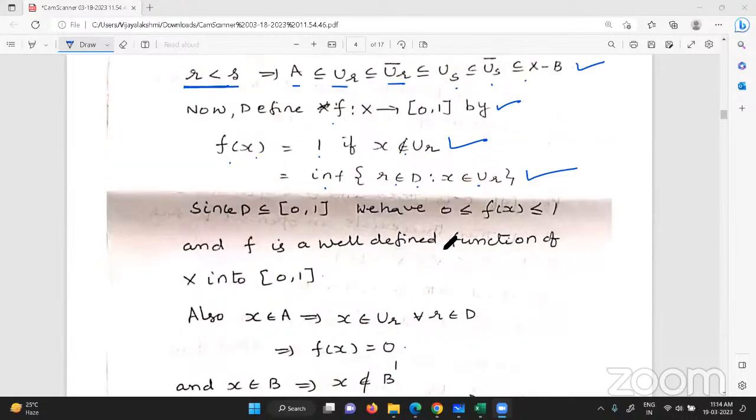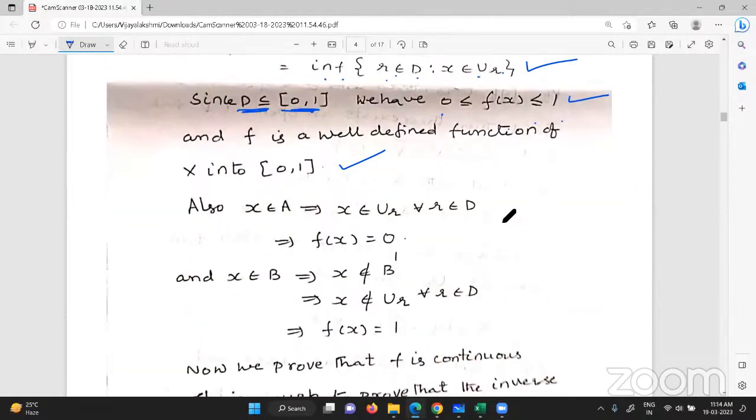Define f of x is 1 if x does not belong to UR. If x belongs to UR, it is the infimum of R belongs to D such that x belongs to UR. D is a subset of [0,1], because the function range is from 0 to 1. So you have 0 less than or equal to f of x less than or equal to 1. That means f is well defined. So whenever you define a function, you have to prove that f is well defined.